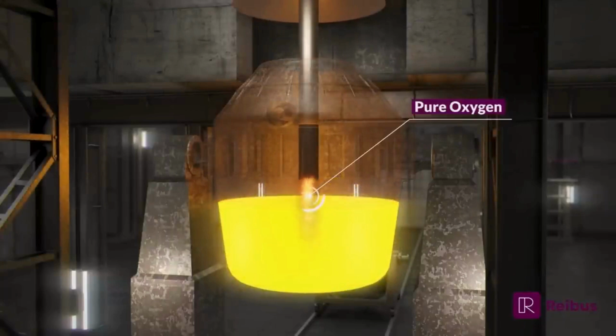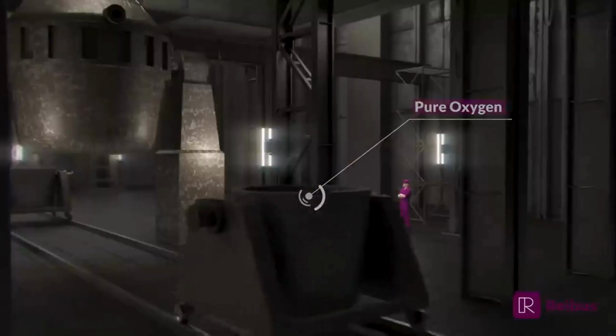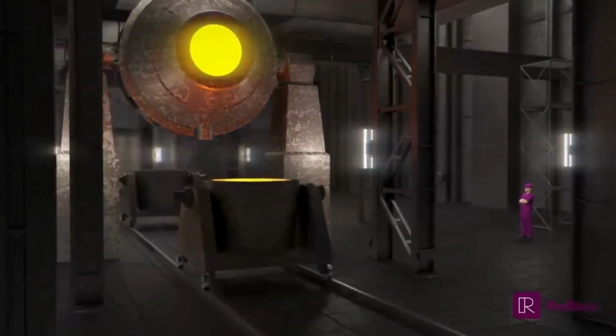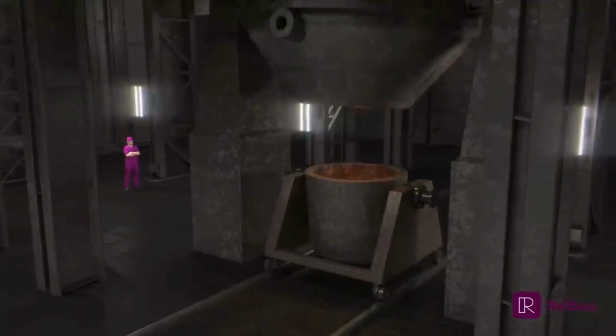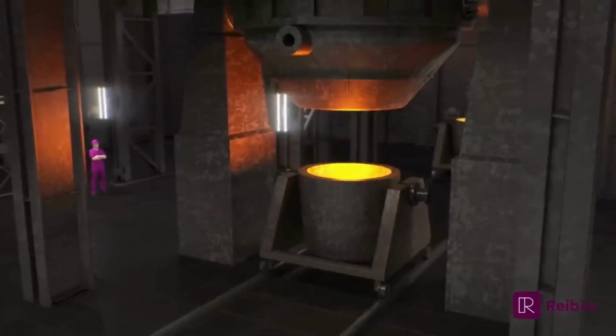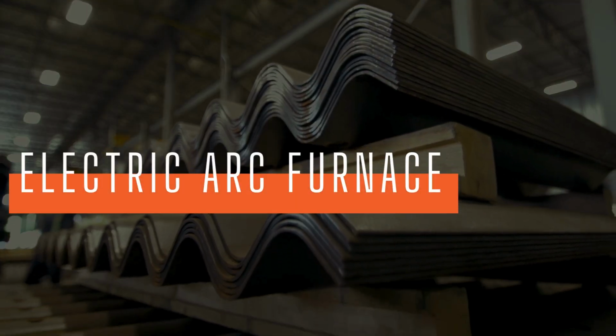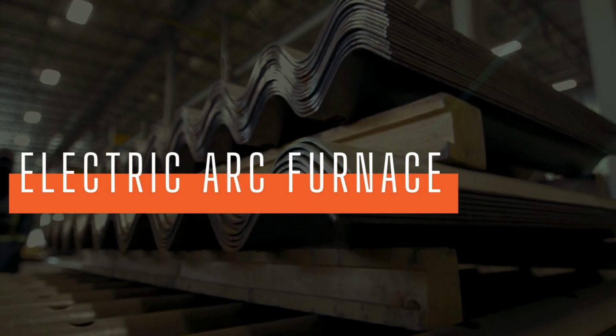The intense heat from the oxidation reactions raises the temperature, while alloying elements can be added to achieve specific steel grades. Once the impurities are removed, the steel is poured into molds or prepared for further processing. And secondly is the electric arc furnace, EAF.